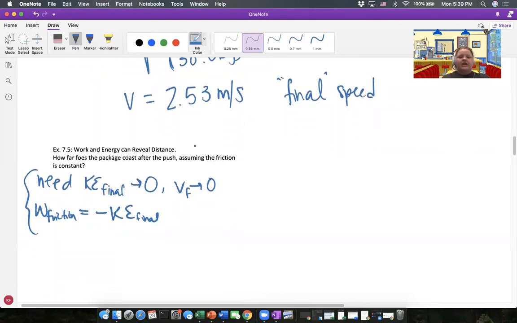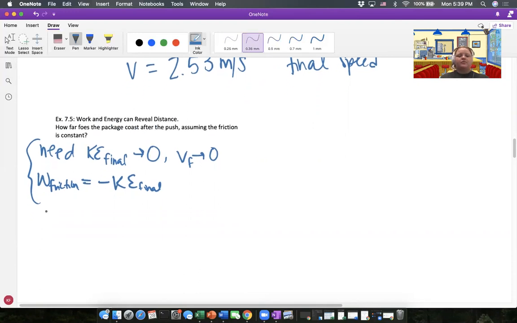Now I wanna know, after that push, how far did the package go, okay? And I'm assuming that my friction is constant. Okay. So again, how far does the package go? There's a couple of things that we need to know, okay? We have a package, right? And it was already moving with some velocity. And then it was pushed with some force, right? And it moves some distance, okay? And at the end of its push, it has some kind of velocity, right? Which we just solved for.